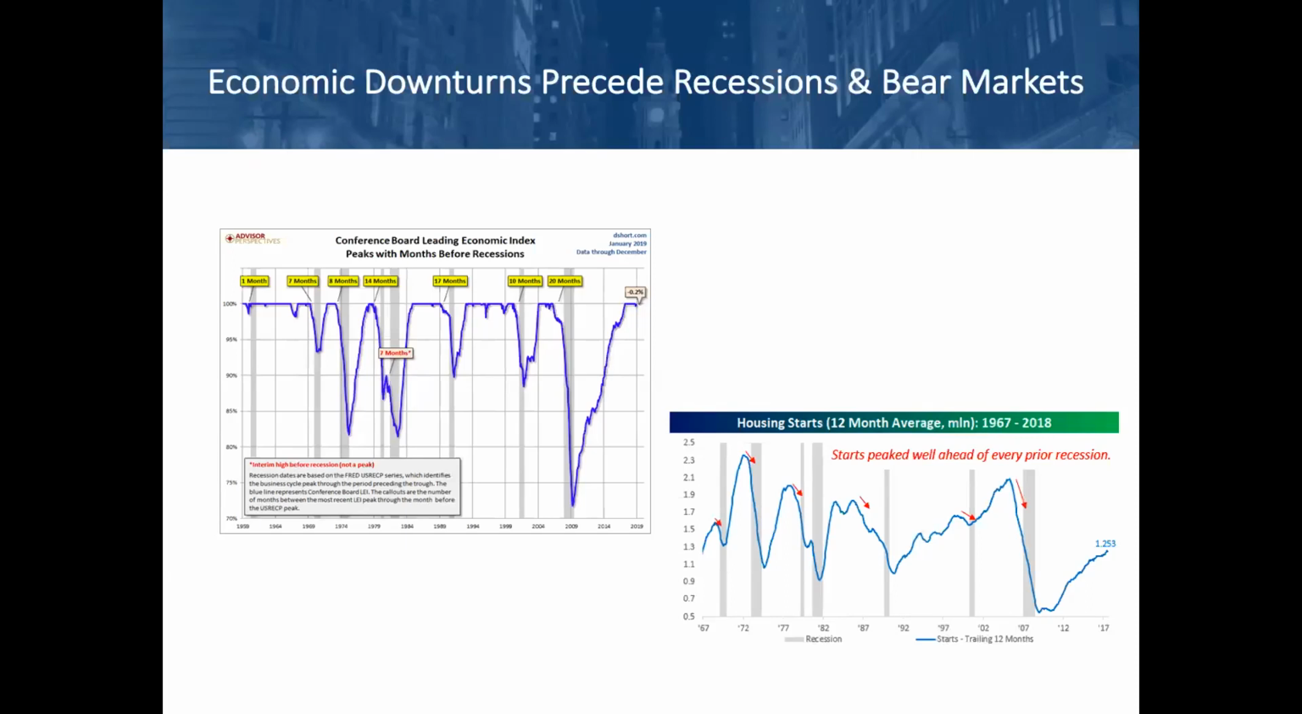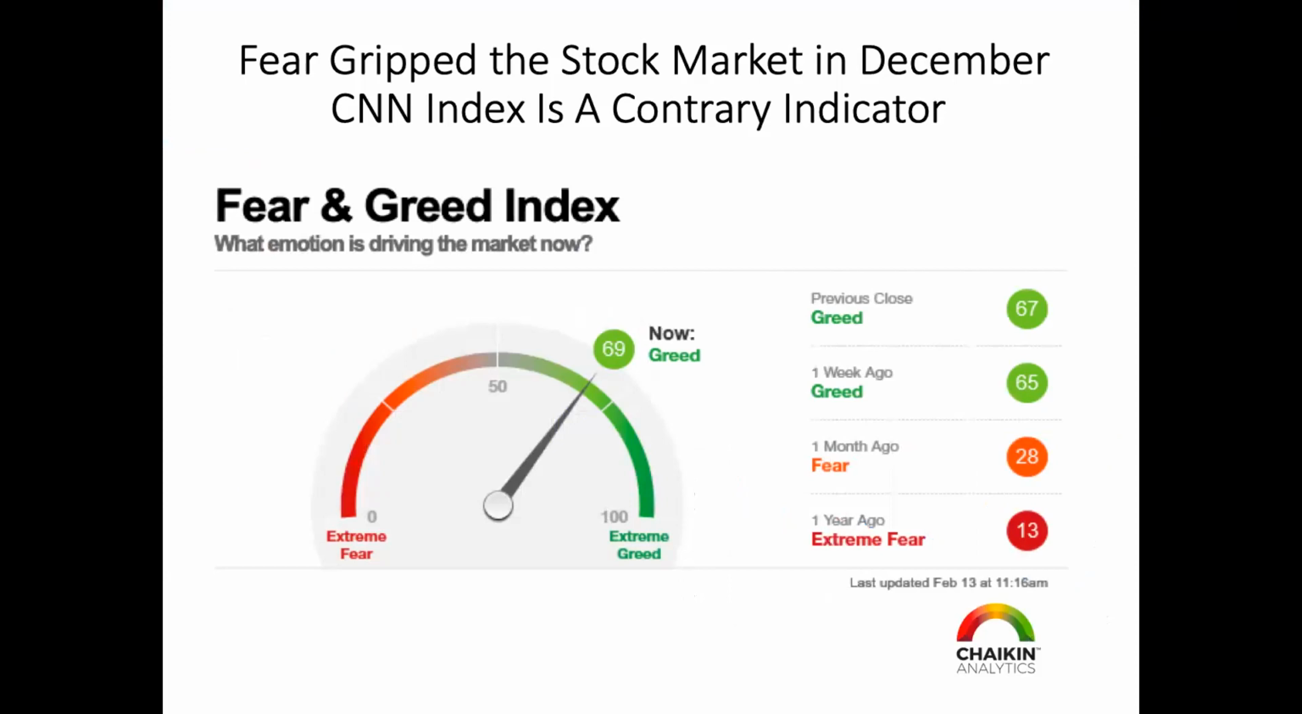Now, that was bothering people until today. Unemployment claims came in lower than expected. So if there's no recession due in 2019, what happened in December? Well, fear gripped the market.